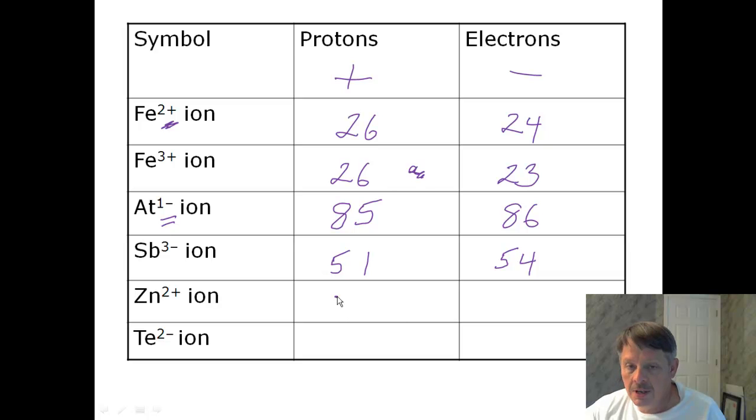How about zinc? Zinc is number 30. That's a very common one we use a lot. And it has a 2 plus charge, so that means we can only have 28 negatives because there have to be 2 more positives than negatives.